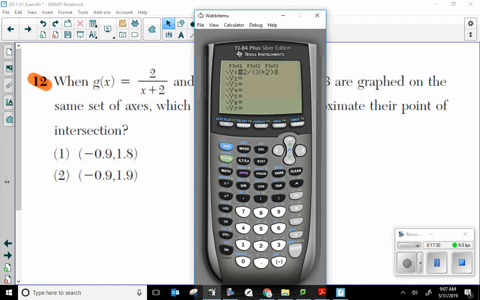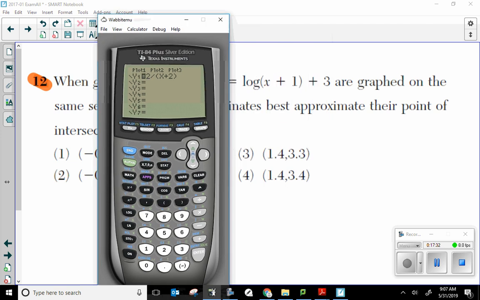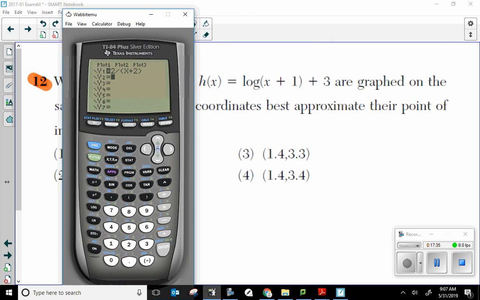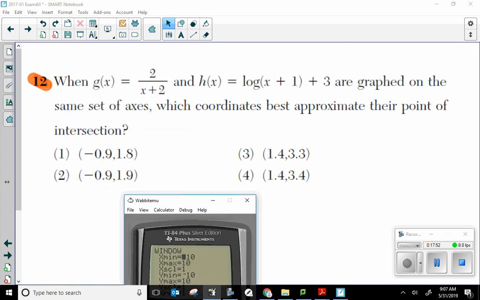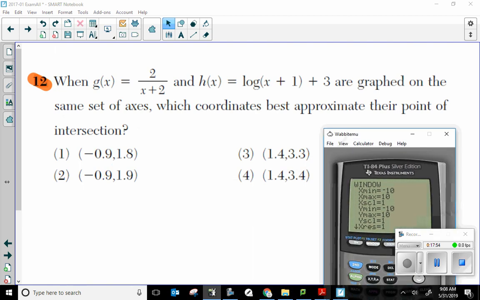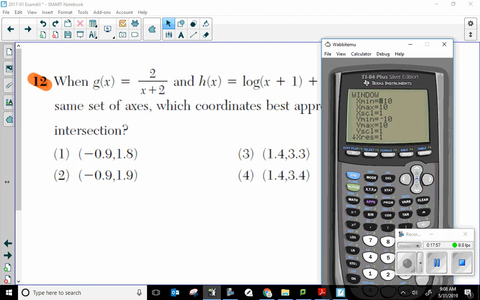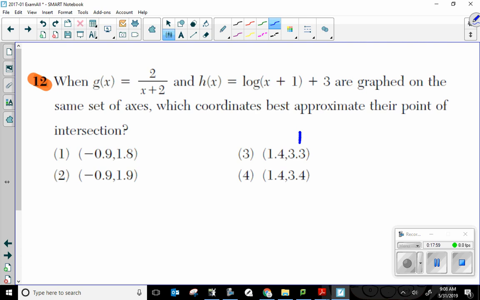That's my first one. The second one, let's go over here, which is h of x, is log of x plus 1, parenthesis, plus 3. If I graph these two, is my window just a 10 by 10? Yes, it is. Keep in mind, all my answers are technically the biggest x or y value I have. My biggest y value is 3.4 or 3.3, and my biggest x value is 1.4.